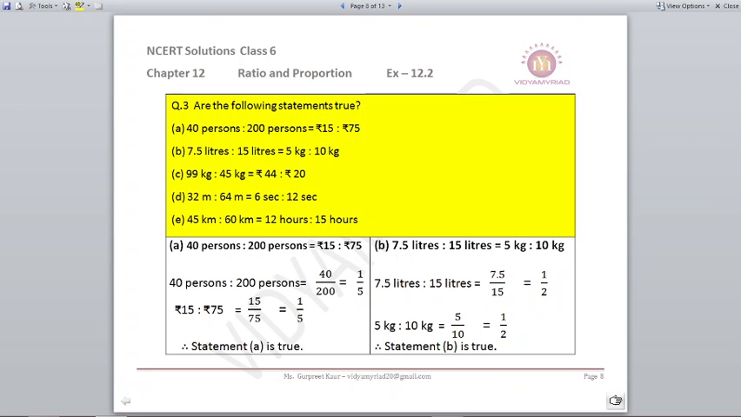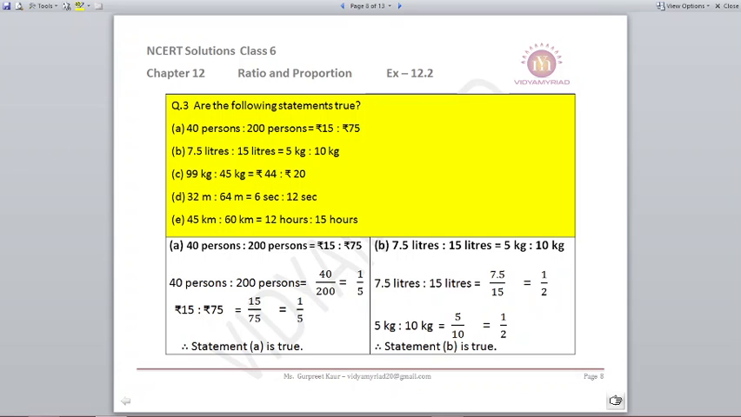Question number 3. Are the following statements true? Let us find out by the method of ratios. 40% is to 200% equal to rupees 15 is to 75 rupees. We will find their ratios separately. 40% is to 200% means 40 upon 200. Reduced to its lowest term, it gets 1 upon 5. 15 is to 75, reduced to its lowest term, is divisible by 15 itself, so 1 upon 5. In both cases the ratios are the same, so it is a true statement.